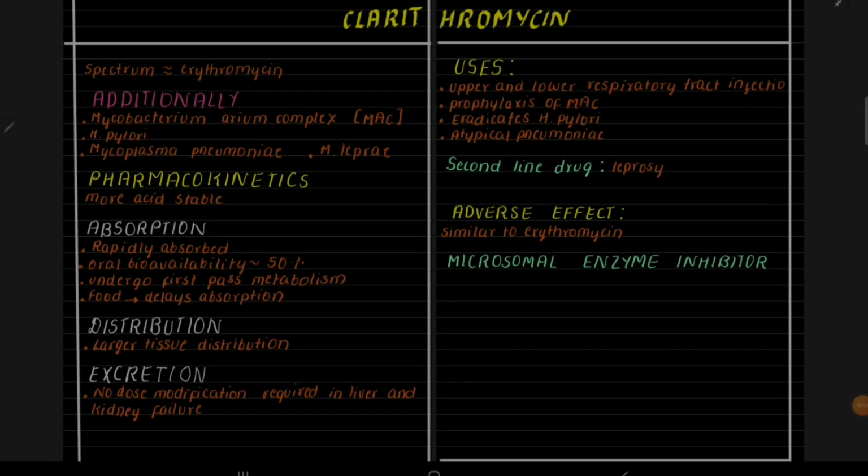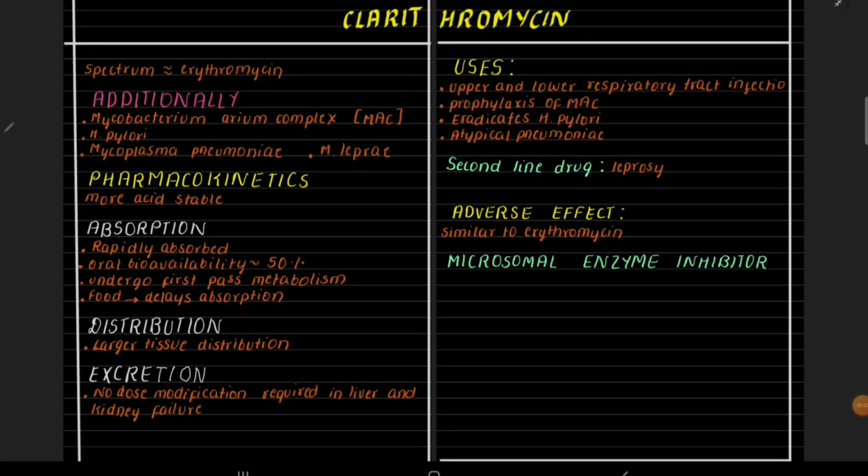In this video, we are going to learn about second generation and third generation macrolides. This video is a continuation to the video in which we talked about the general features of macrolides and the first generation macrolide, that is erythromycin. The name of the video is Macrolides Part 1, and I would highly recommend you to watch that video before watching this one. Now let us start with clarithromycin.